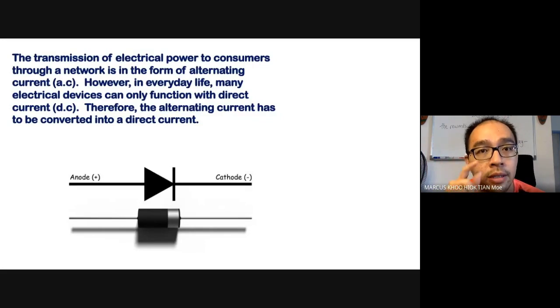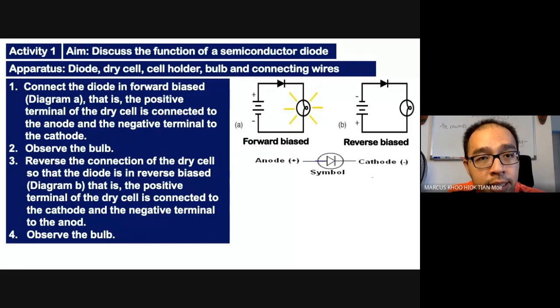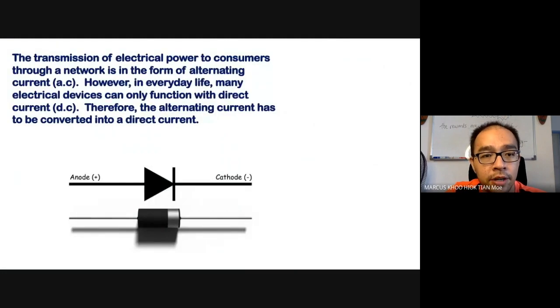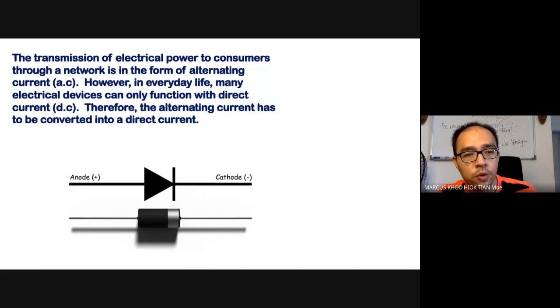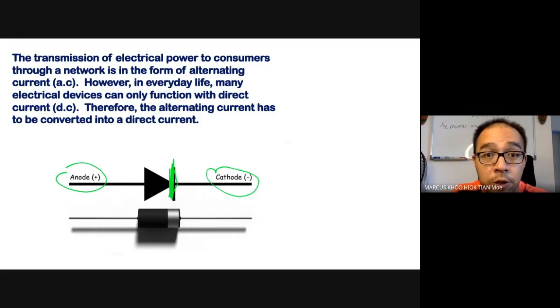And this is where diodes come into play. This is where semiconductor diodes are important. So let's discuss the function of a semiconductor diode. So this is a diode. This is the symbol of a diode. You will find that there is a triangle which represents the anode leg, and there is a stick of a barrier here, which is a representative of the cathode, which is the negative terminal.